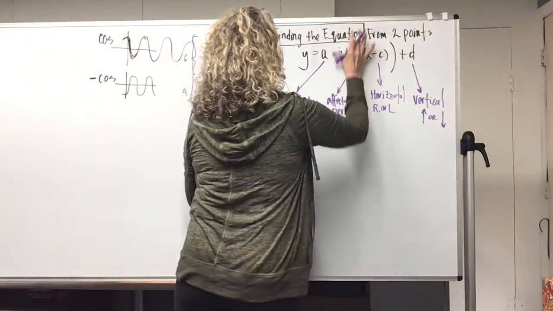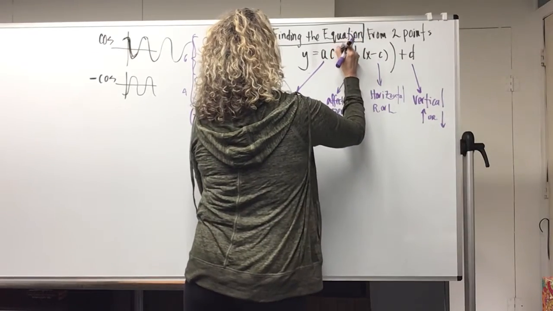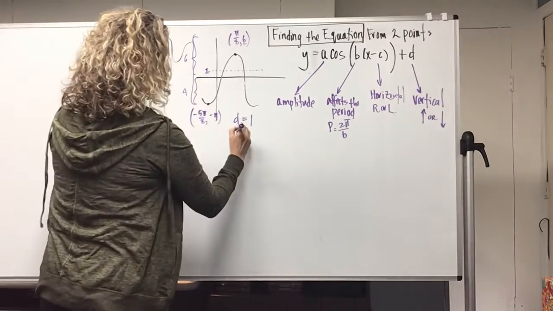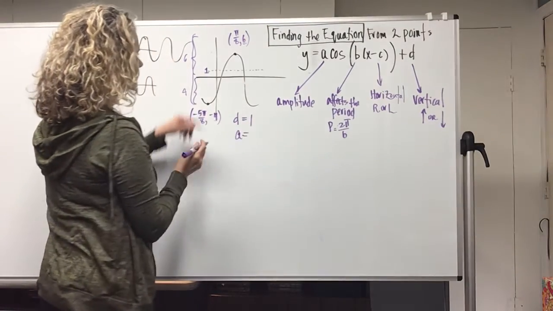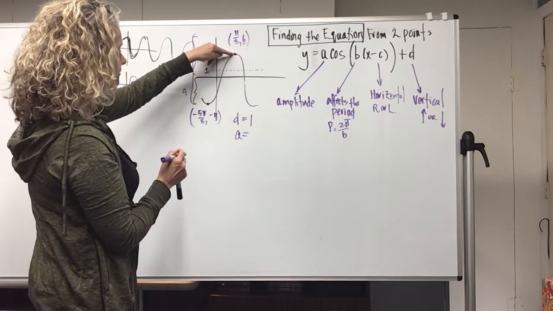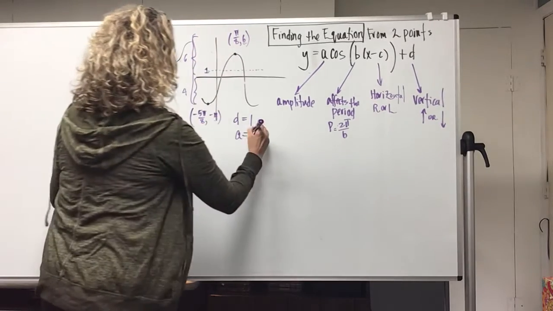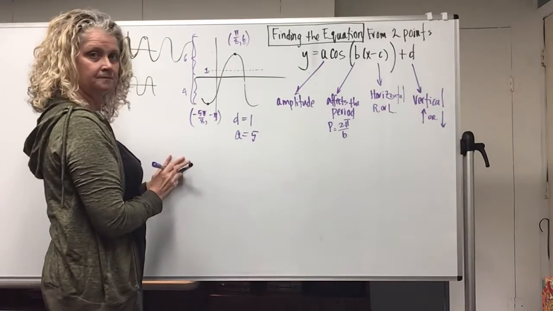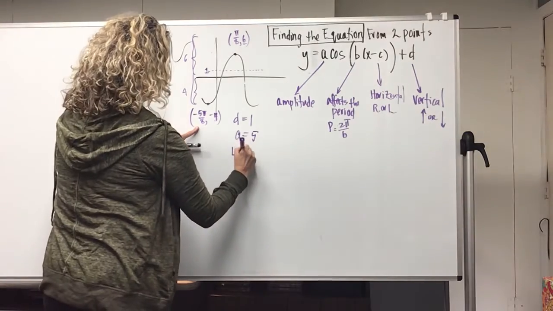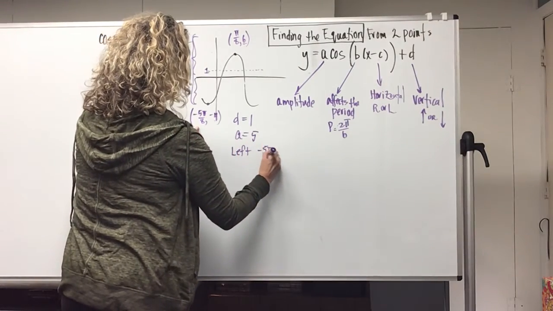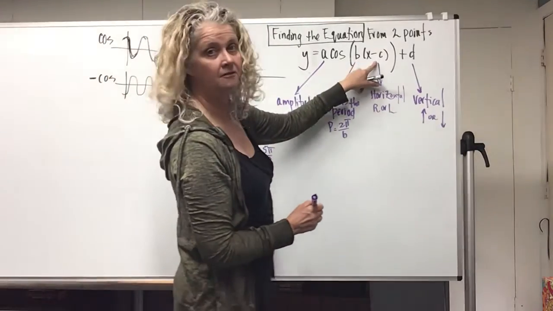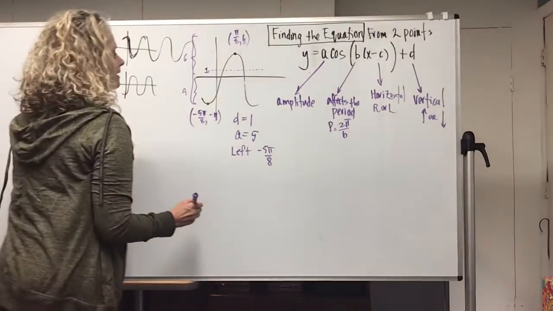And in this case, it is not sine. In this case, we are doing cosine. Now we're going to do our amplitude. And looking at this from the principal axis, notice if you're going up 5, down 5, your amplitude is going to be 5. This happens to be shifted left, -5 pi over 8. So notice when we plug that into the equation, it's going to become positive because it started as x minus c.